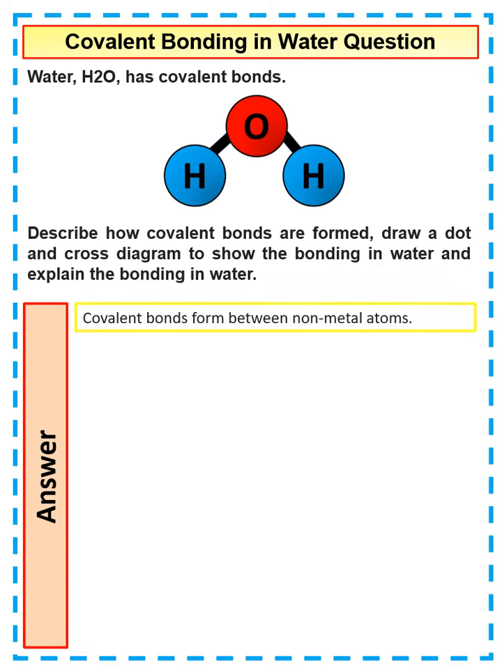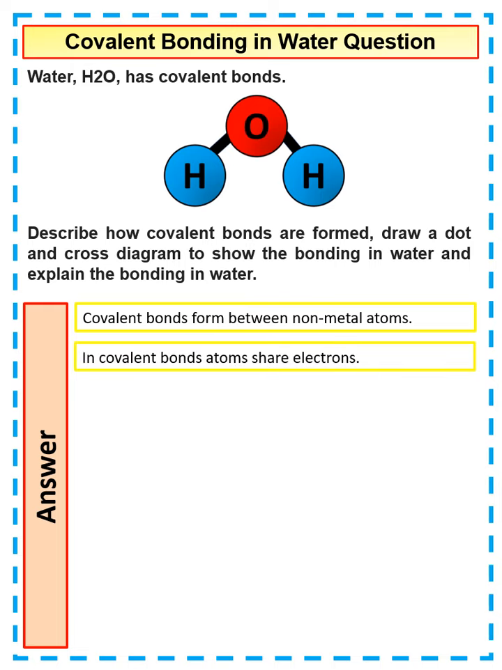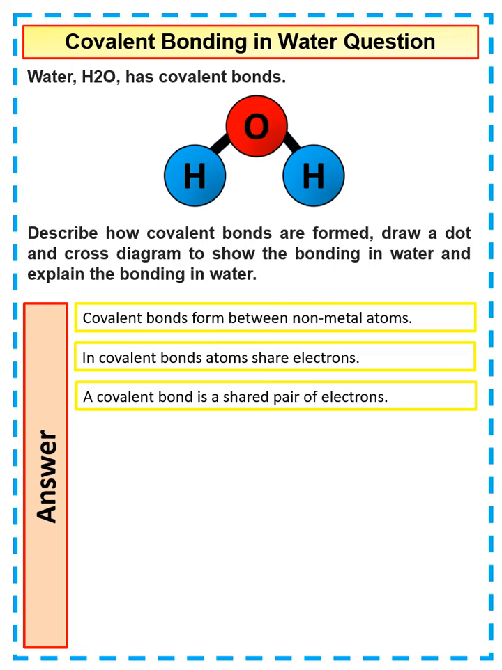Right, so to start off with, it's always worth noting that covalent bonds form between non-metals. It's worth noting down that covalent bonds form when atoms are sharing electrons. So in each bond you have a shared pair of electrons.